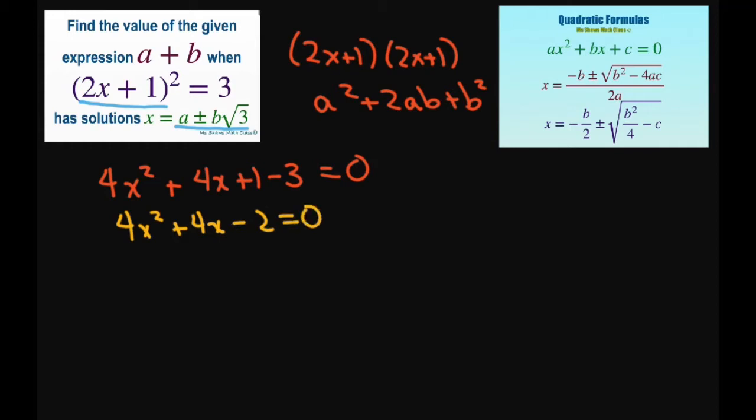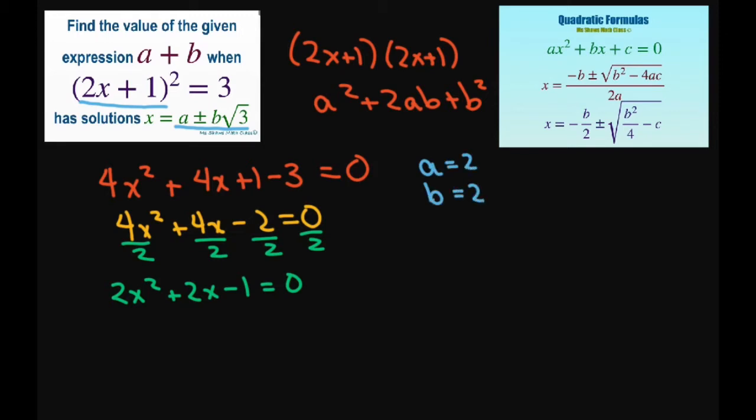In this form, what we can do is first divide everything by 2. That gives us 2x squared plus 2x minus 1 equals 0. Doing that saves us time from simplifying a little later on. So basically we get a equals 2, b equals 2, and c equals negative 1.